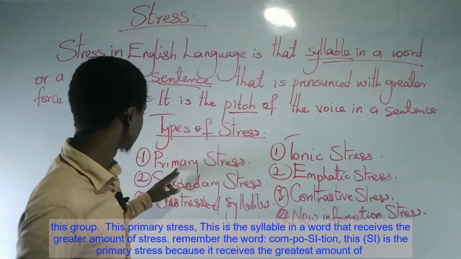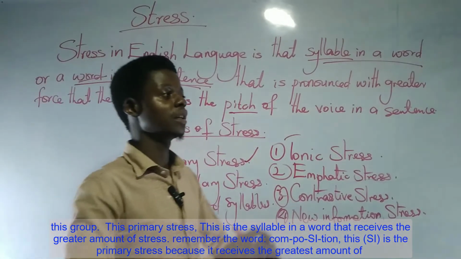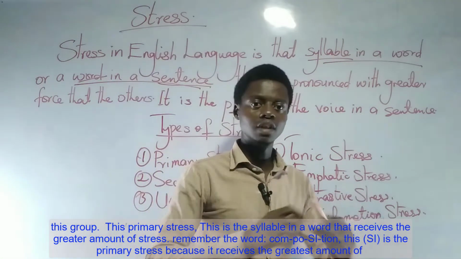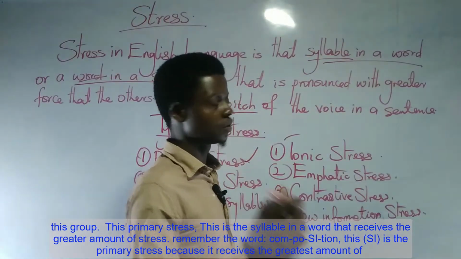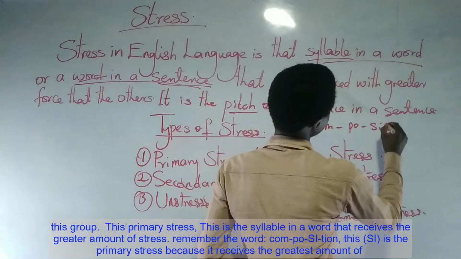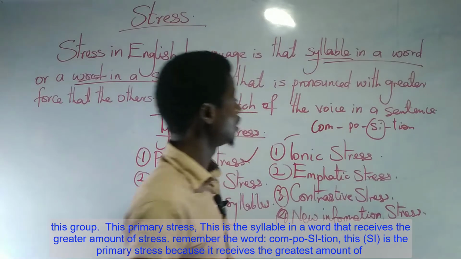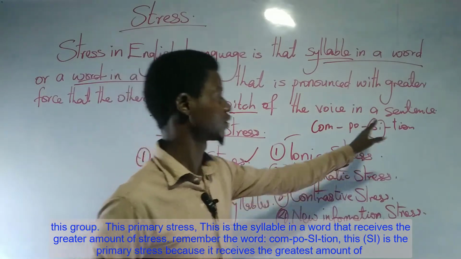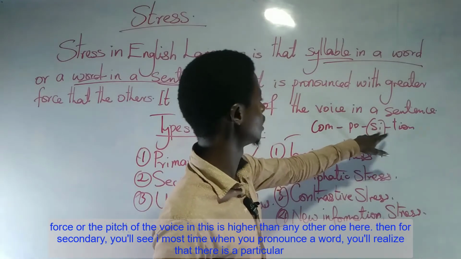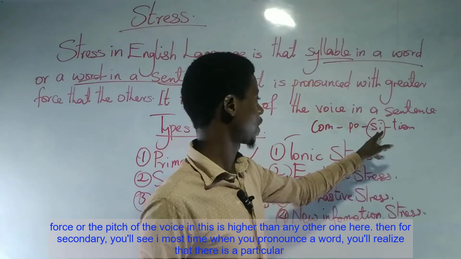This primary stress. Primary stress is the syllable in the word that receives the greater amount of stress. Remember the word we wrote, composition. This is the primary stress because it receives the greatest amount of force, or the pitch of the voice in this is higher than any other one here. That is why this is the primary stress.